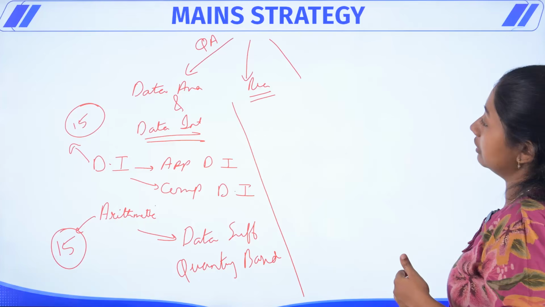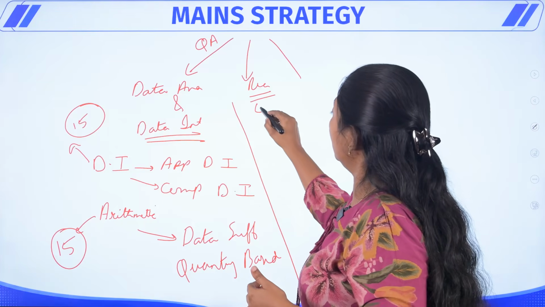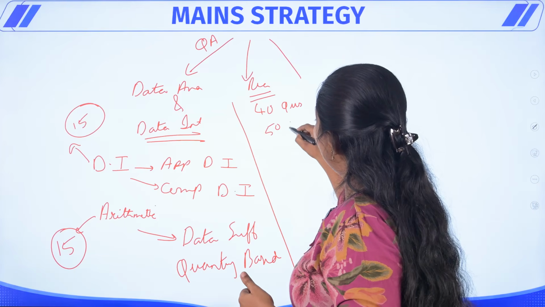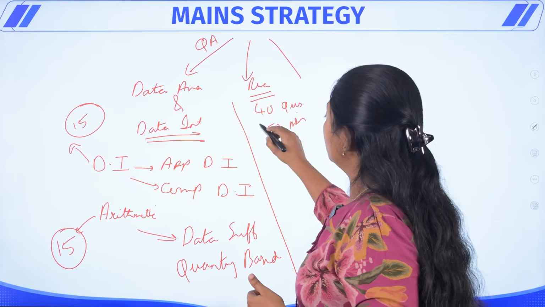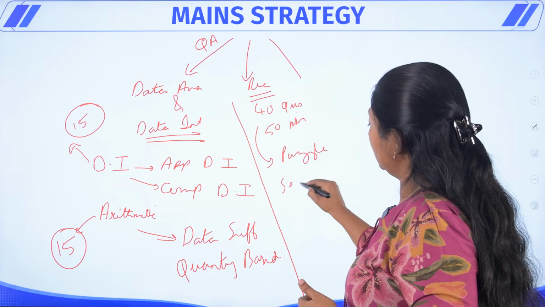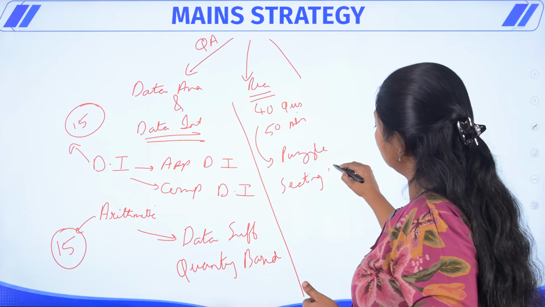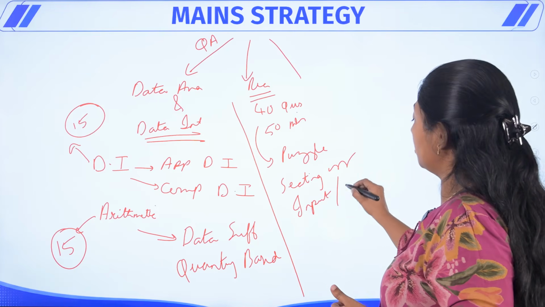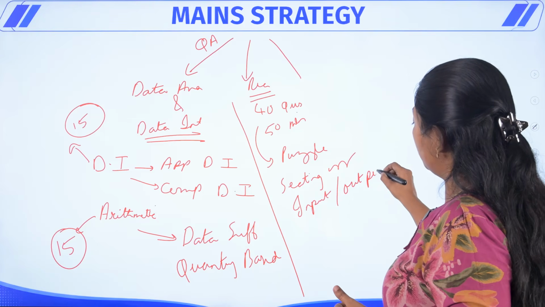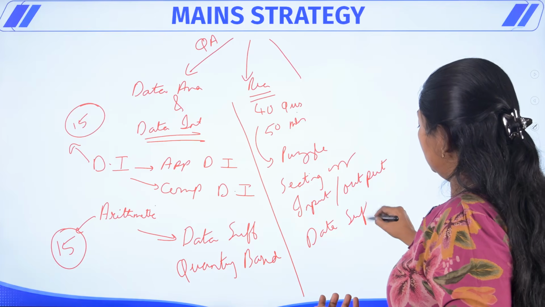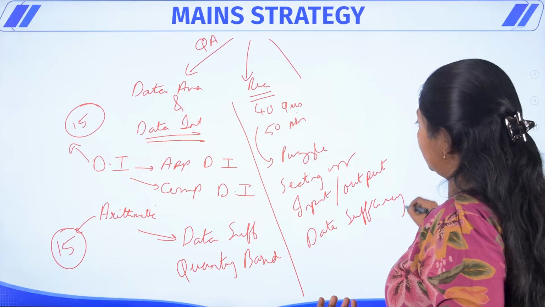So reasoning part, you have 40 questions, 50 minutes. If you look at it, you have puzzle, seating arrangement, then you have input output. Input output will not be asked for prelims. Input output, then data sufficiency, all these questions will be asked.